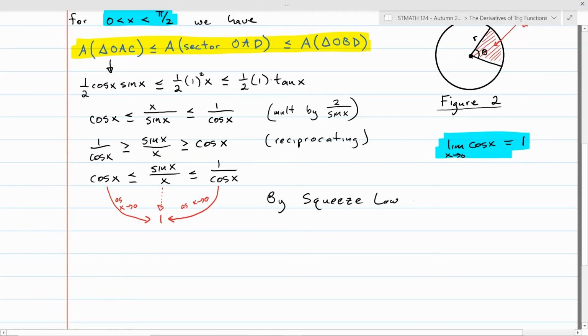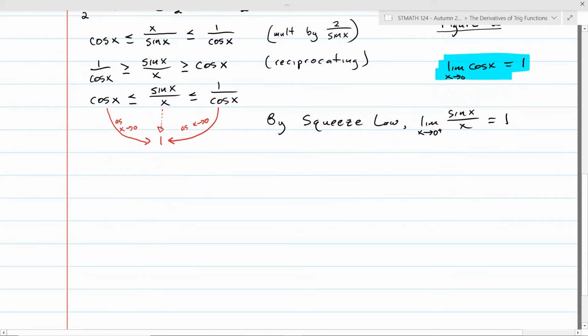Well, I have neglected something here, actually. I guess all I've really shown is that the limit as x goes to 0 on the right of sine of x over x equals 1. But actually, I can get the two-sided limit pretty easily.